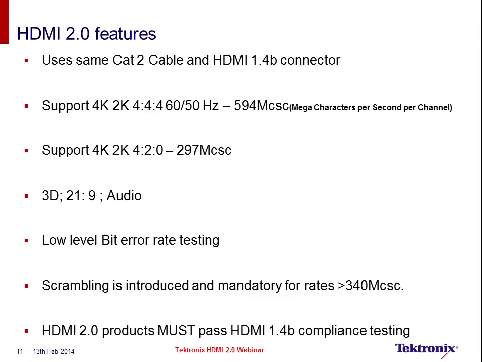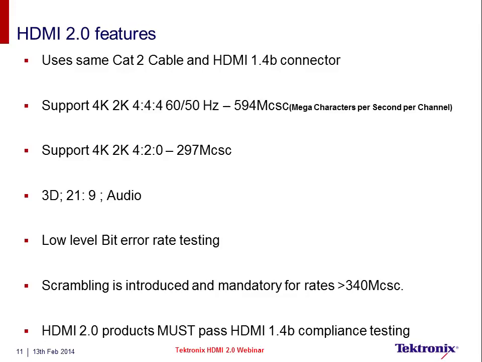HDMI 2.0 for the first time tries to get into the new receiver test capability which has been adapted by other standards currently, which is the low level bit error rate testing. This is first of its kind for HDMI, and we will have to wait and watch how fast this will be adapted by the adopters in their implementations.